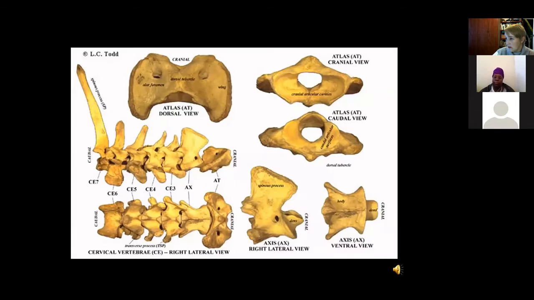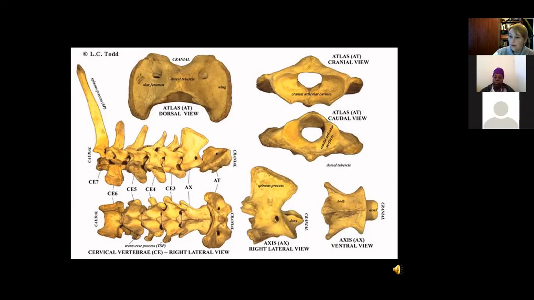Then you have the atlas and the axis. These are the first two bones of the neck, directly onto the skull. Now, if you look at the top right picture, that is the atlas, you will see that it has a hole. That hole and the little bucket shapes you see in the first top picture on the right-hand side is directly onto the crania, being the skull.